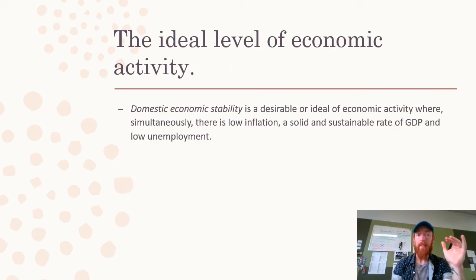What's really important about this is what we were saying before, which is we want to achieve domestic economic stability, which is a desirable or ideal level of economic activity where simultaneously there's low inflation, so 2 to 3% on average over time, solid and sustainable economic growth rate, so 3 to 3.5% real GDP growth per year, and low unemployment, which is around 4.5% unemployment rate without causing inflation to accelerate. So these are the things we want to achieve via the business cycle and managing economic activity.